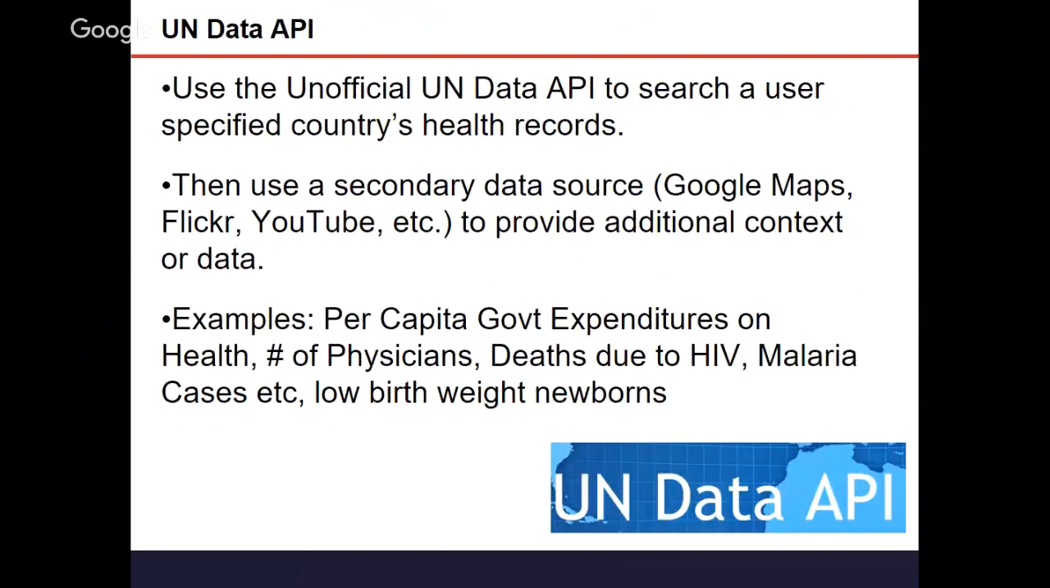Okay, the unofficial UN data API to search a user in a specified country's health records. Then use a second source. I like this one. This is the kind of visualization I like to do. Any questions on this one? You're going to show UN health records on a map. So you can show which countries are the sickest, which countries have the highest rates of breast cancer, whatever it is, and try to show sort of trends. Does that make sense to you guys? How that would work?